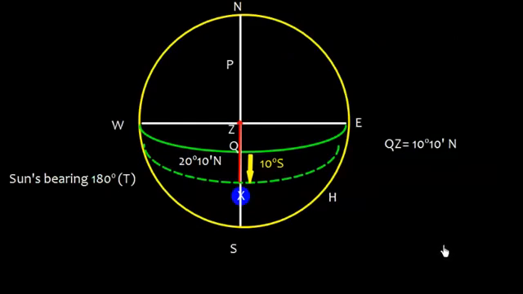I can represent this information with this rational horizon diagram. So this is the equinoctial, this is the observer, and Q to Z is the latitude, while the declination of the sun is 10 degrees south this way, and the meridian zenith distance from X to Z is 20 degrees 10 minutes north. So we know the latitude: we need to subtract, 20 degrees 10 minutes minus 10 degrees south, so we get this latitude.